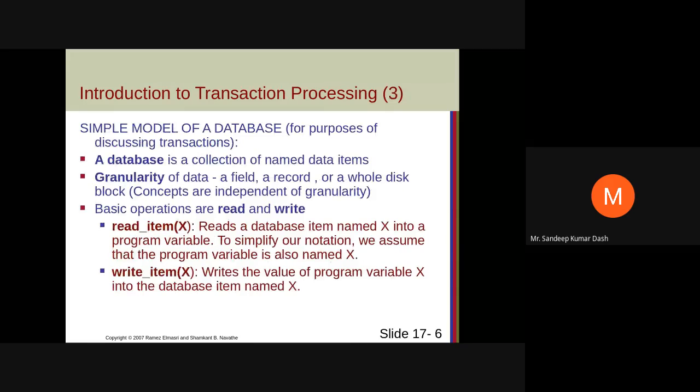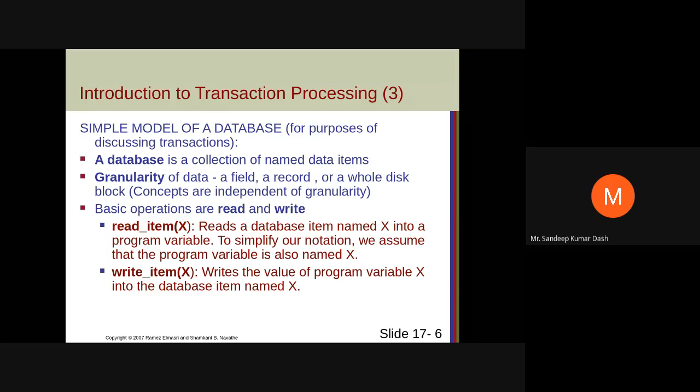So in transaction processing, a database is nothing but a collection of data items. We'll see what data items are. Basic carriers of information. Suppose you are writing x equals 10. In that case, x is a data item. So what are the basic operations that you perform in a database? In a transaction, read and write are the two basic operations. Apart from that, there are others also.